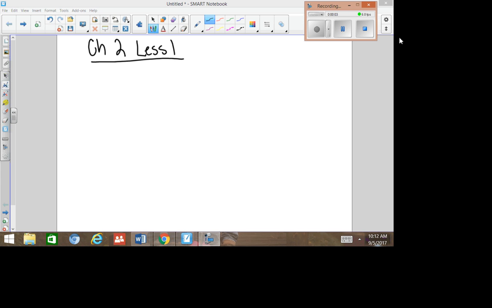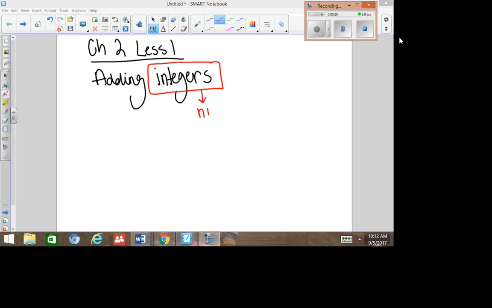Chapter 2, Lesson 1 is over adding. Can y'all see this? Adding integers. Do you remember what an integer was? Please say you do. Number. What kind of numbers? Like what can't they have? Decimals. And? Fractions. Right. So you're adding integers, but they don't have any decimals. No decimals. No fractions. Okay? No decimals, no fractions. So you're just adding regular numbers today.